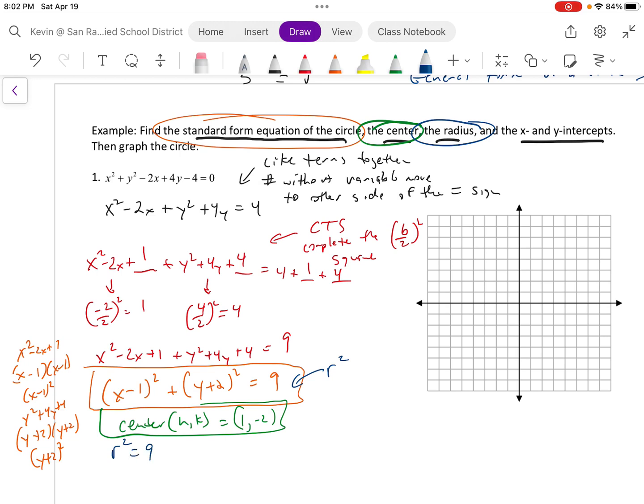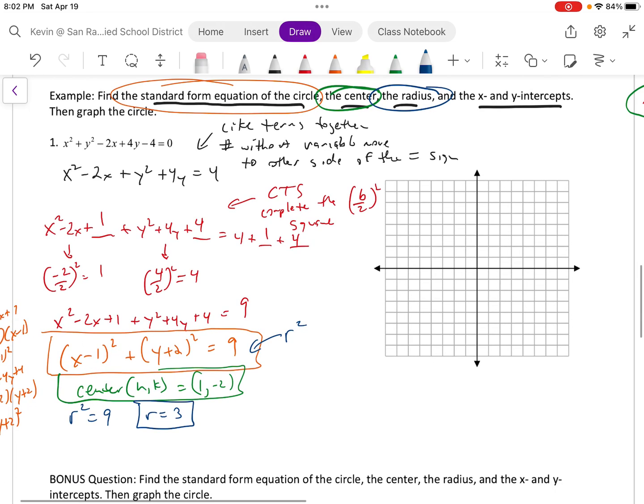Here's my center. And then it wants the radius. And we know that this value here is r squared. So if r squared equals 9, then our radius equals 3. All right? And then the last part here, it wants to know our x and y intercepts.